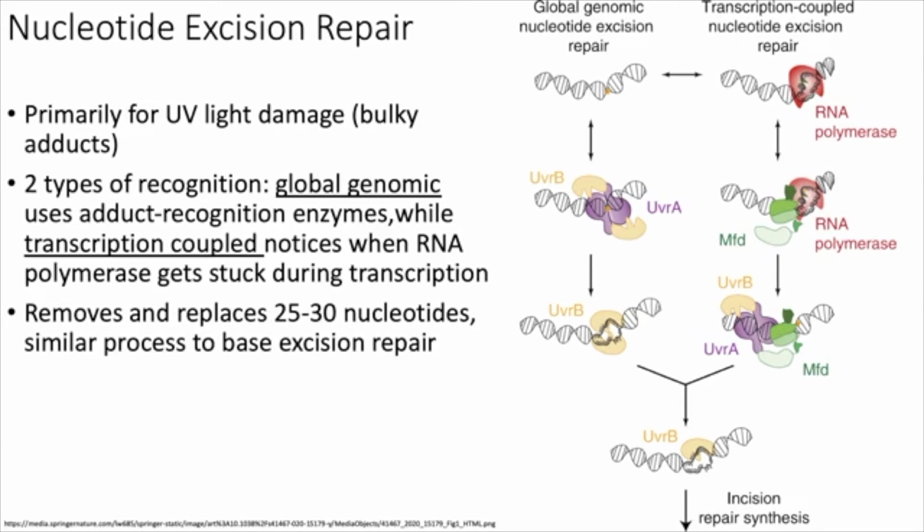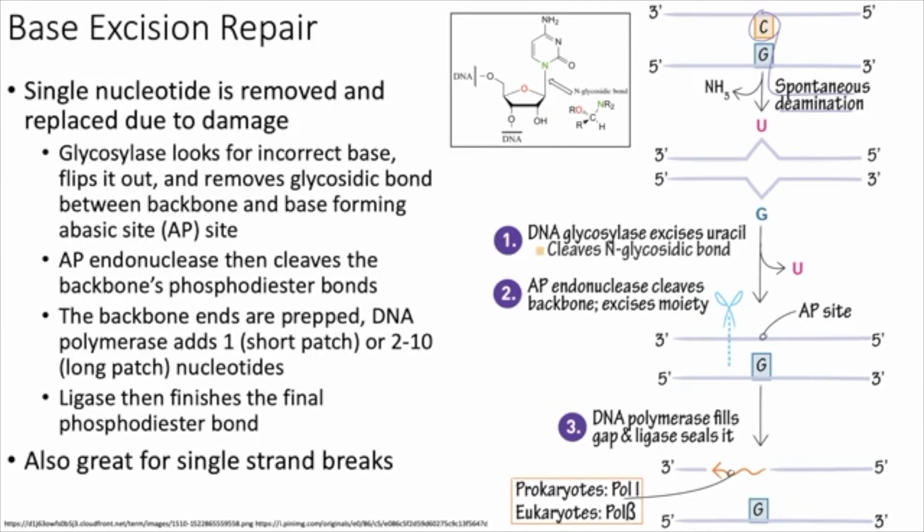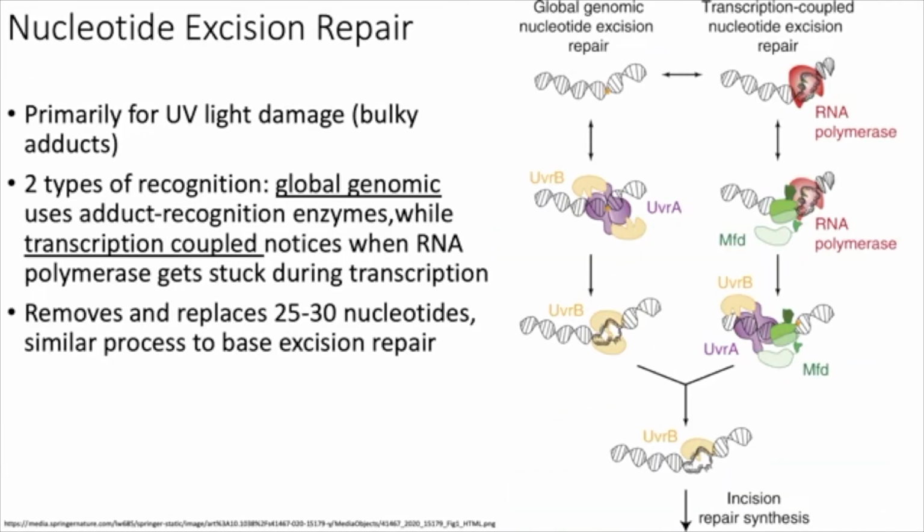Now, you do remove a larger portion, because if you got one area of thymine dimers or cytosine dimers or whatever, the chances are there's probably a lot of damage that's occurred in that region. And so we remove 25 to 30 nucleotides. So it's a bigger chunk than what we typically do for base excision repair, which is maximum usually like 10 nucleotides.